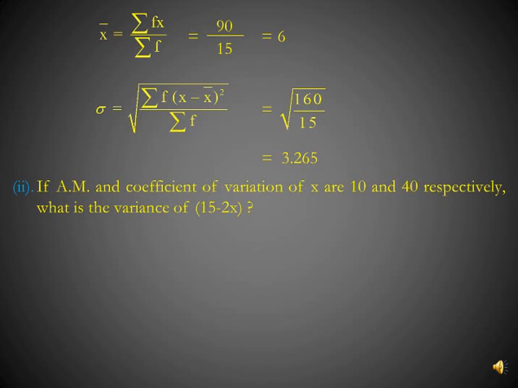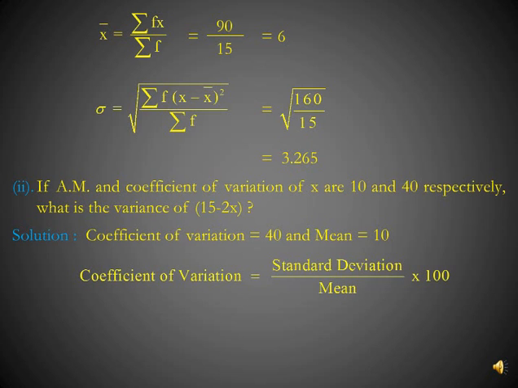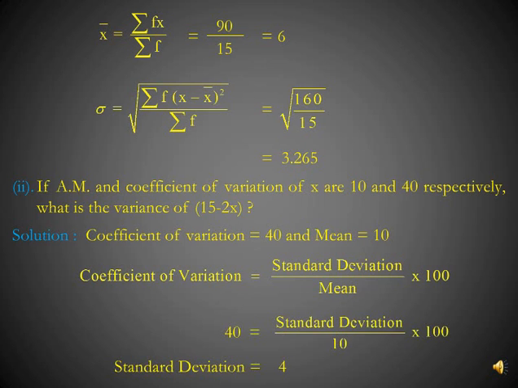Our next question is, if arithmetic mean and coefficient of variation of x are 10 and 40 respectively, what is the variance of 15 minus 2x? Here, coefficient of variation is 40 and mean is 10, given in the question. And we all know coefficient of variation is given by the formula standard deviation upon mean into 100. Putting the required values, we will get standard deviation as 4.